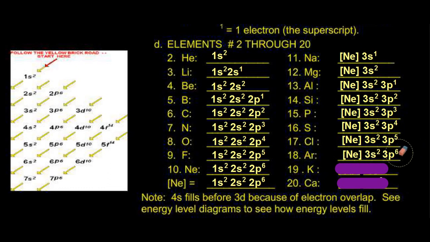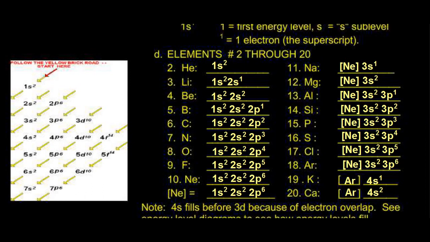We've completed our s2 p6, so we get to use argon 4s1, and then argon 4s2. And we move on from there. Notice 4s1 occurs before 3d because of this electron overlap. So look at the energy level diagrams to see how the energy levels fill.